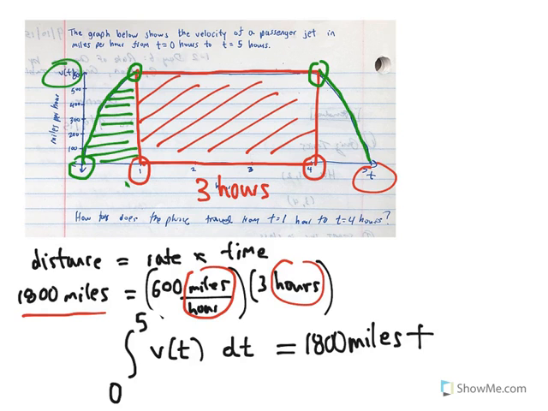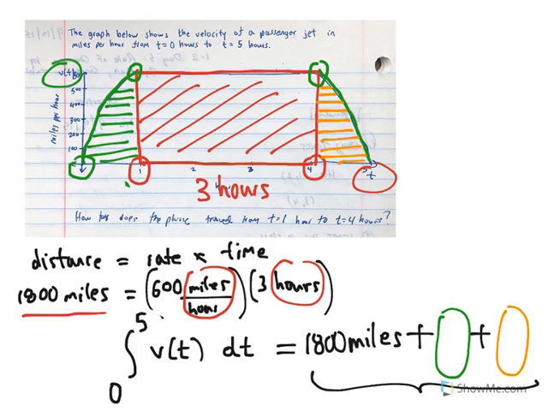And I would add to that the area of the region that I'm shading in gold now, which would signify or represent the distance traveled by the plane from t equals 4 to t equals 5 hours. So I'm going to add to that the area of the green region and add to that the area of the gold region. And the sum of these three values would give me the distance traveled by the plane on the time interval from 0 to 5 hours.